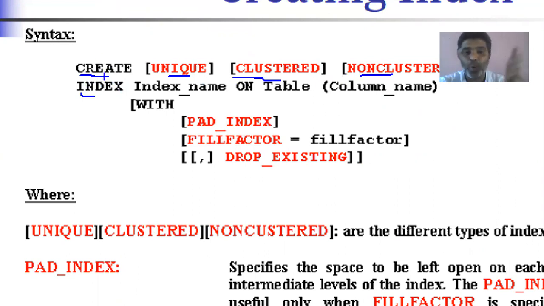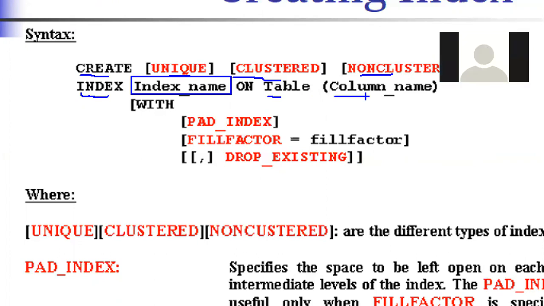We say CREATE, what type of index, then we are telling that we are trying to create an index. The caps keywords are the keywords. And this is the actual name of the index that you want to have, on what table, and in the table for a specific column you're trying to give the index. Got it? Yeah. This is the syntax for creating an index.